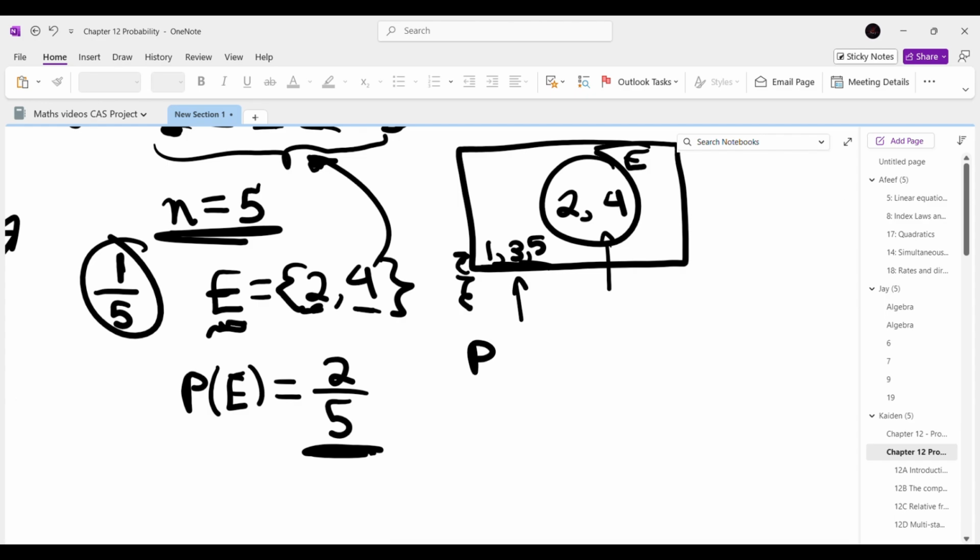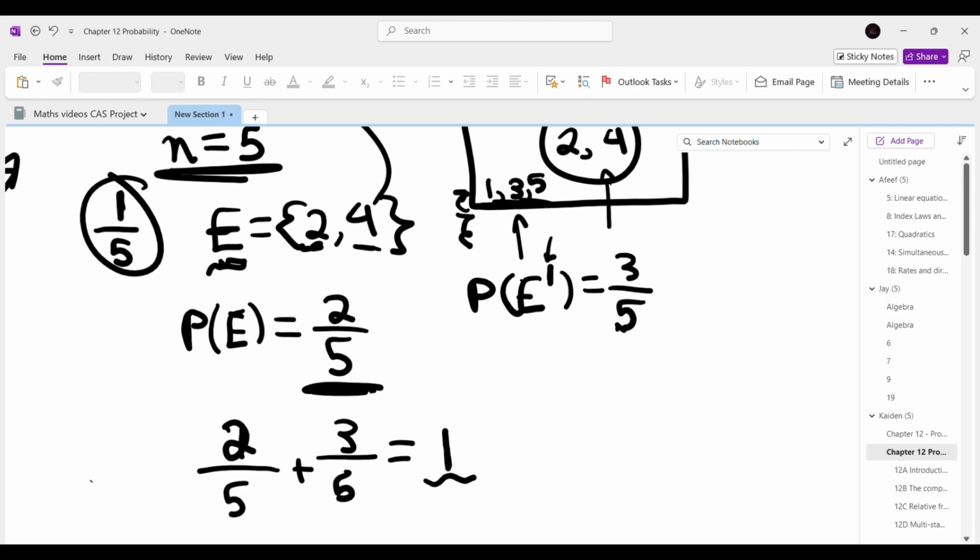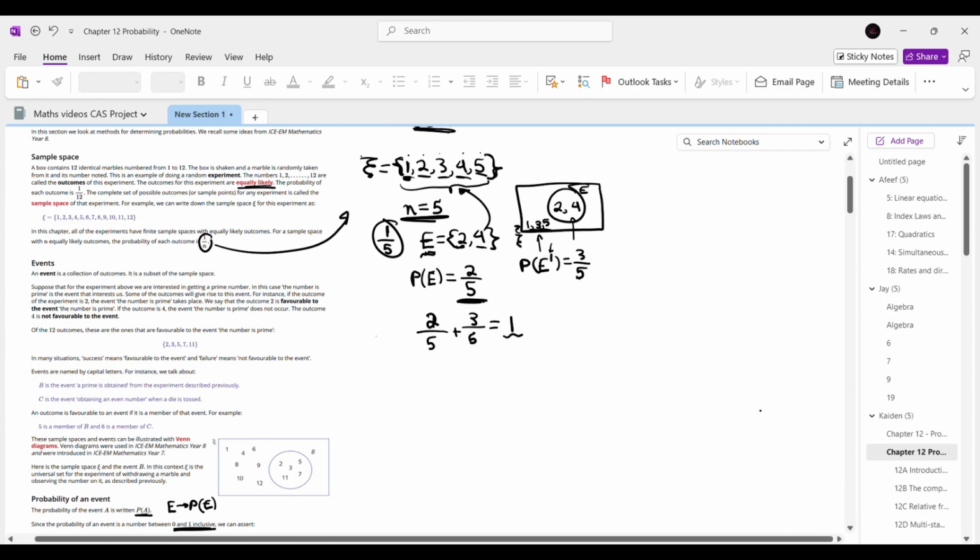The probability of it not being even, which is denoted like this, we'll get into this a little later, is 3 over 5, because these are the values that aren't even in this event. Now we have all the different values accounted for in our probabilities, so we add these together, and as you can see, it equals 1. So that's just a proof of this statement down here.